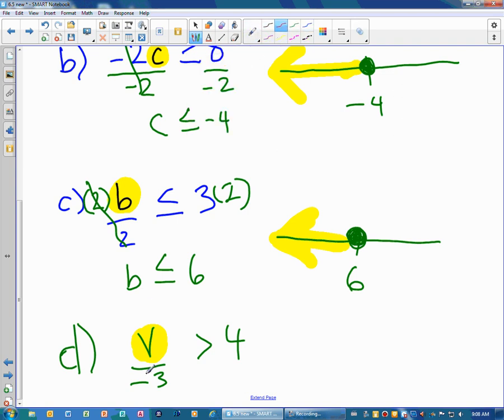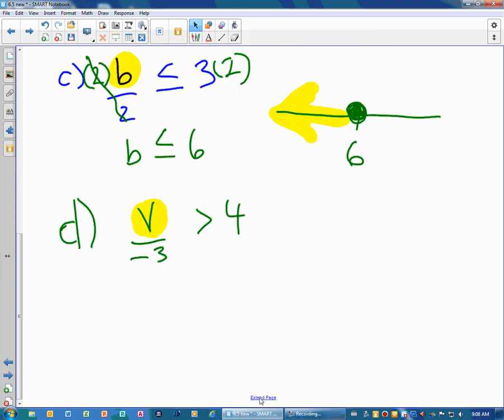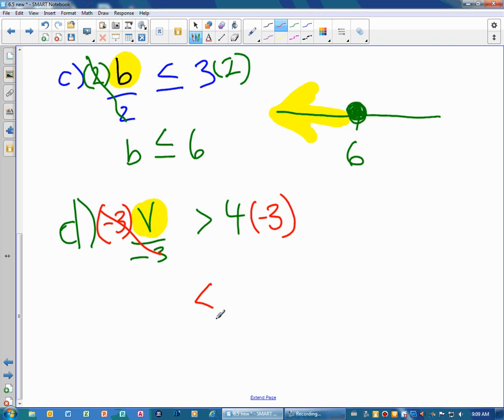Okay, so hopefully you remember, wait a second, I am dividing by a negative value, so I need to remember to switch my sign. So I have a negative 3 on the bottom. I'm going to put a negative 3 on the top so that I can cancel. If I do it there, I have to do it there. Okay, multiplying by negative, my sign gets switched. So v now is less than negative 12.